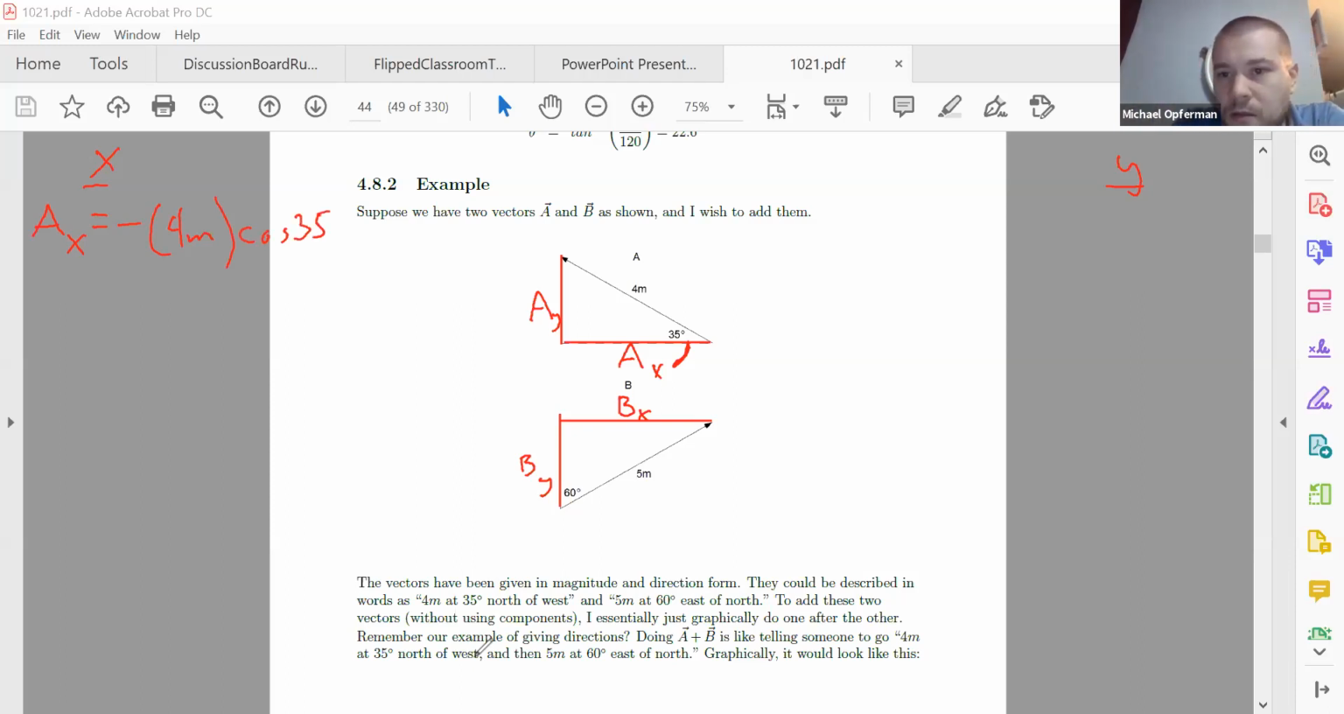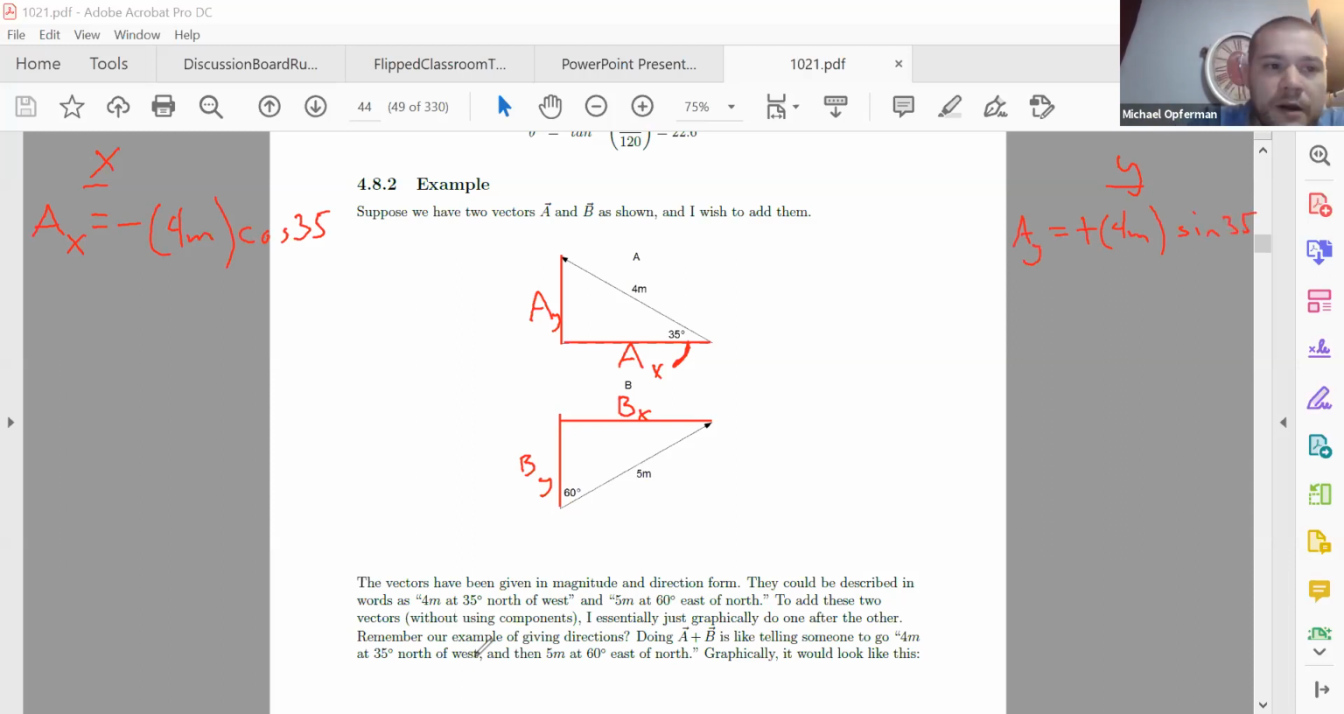Okay, let's do AY. So AY is positive because the vector points upwards. We've got 4 meters here. And then AY is opposite of the 35-degree angle. So we'll have sine of 35.